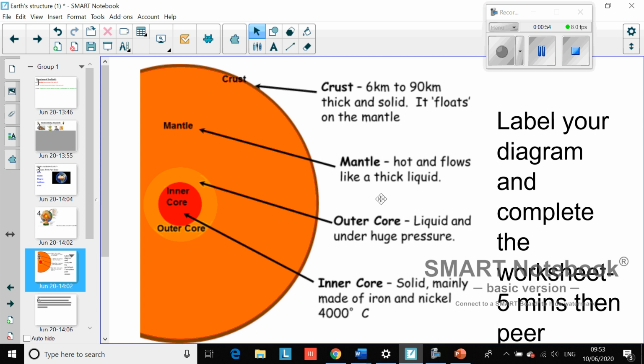Okay, so firstly, the Earth is divided up into sections. If we were to cut through the Earth like this, the outermost layer, the part that we're familiar with, is solid rock, and that's called the crust. It's between 6 and 90 kilometers thick. As I said, it's made of solid rock, and it's broken up into plates that float on the mantle. So it's not one solid layer. It's not like a shell, or if it is, it's like a shell with lots of cracks in it, which sort of float around on top of the next layer, which is called the mantle.